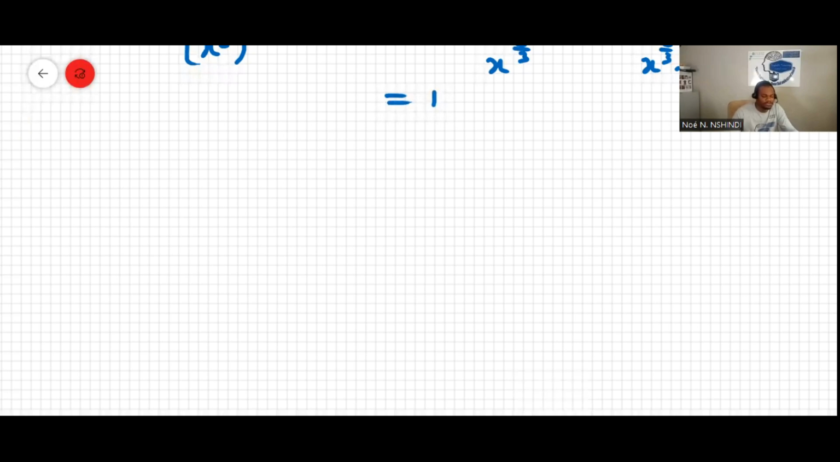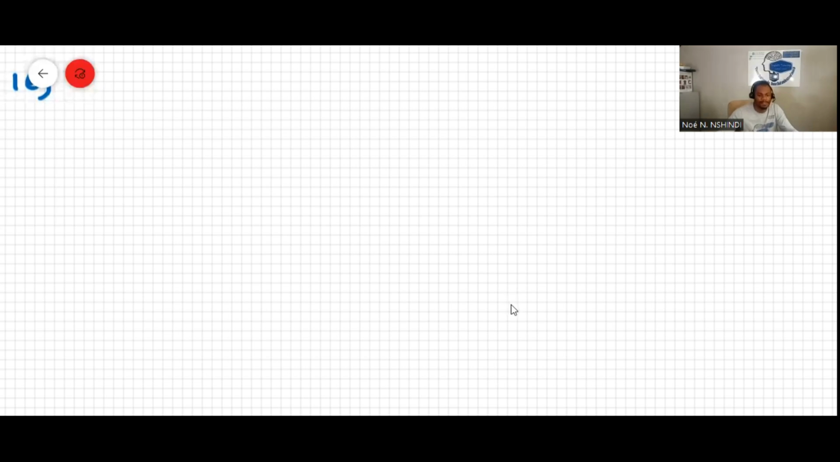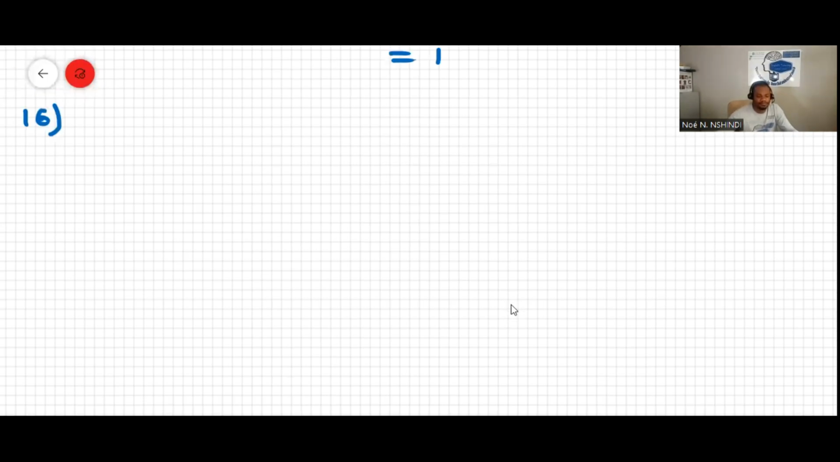Right, like this, question 16. The question says 121 to the x, minus 4, all over 11 to the x plus 2. Now, what can we do here? 121 is a square number.